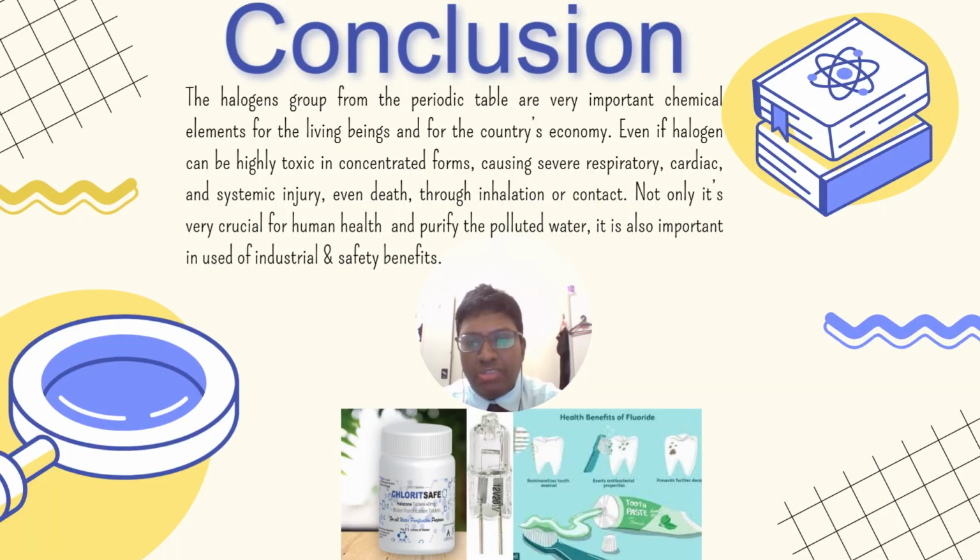Not only are they very crucial for human health, such as in creating toothpaste and purifying polluted water, such as in the picture below, they are also very important in industrial use and safety benefits, such as creating a light bulb. And we believe that students should learn about the halogen group because it is for their benefit in the future when it comes to learning about chemistry.